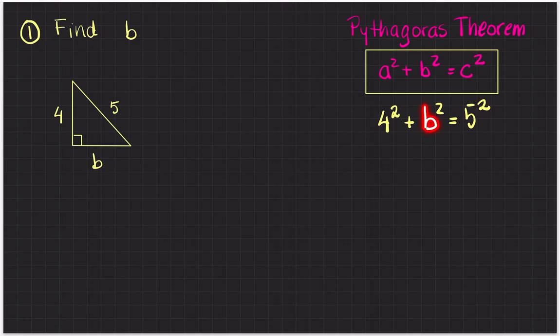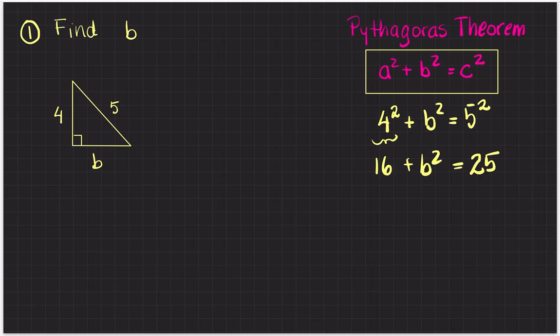So that means I need to get rid of everything that is on this side of the equation. So first I'm going to do this. 4 squared is 16 plus B squared equals 5 squared, which is 25. Okay, again, in order to have B by itself, I need to get rid of the 16 and the power of 2. Which one do I start with? As always, what is farthest away from my variable.